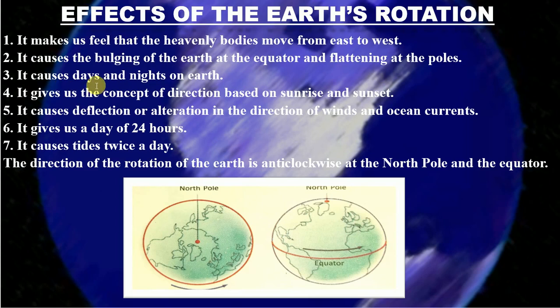It causes days and nights on earth. It gives us the concept of direction based on sunrise and sunset. It causes deflection or alteration in the direction of winds and ocean currents. It gives us a day of 24 hours. It causes tides twice a day. These are all the effects of earth's rotation.